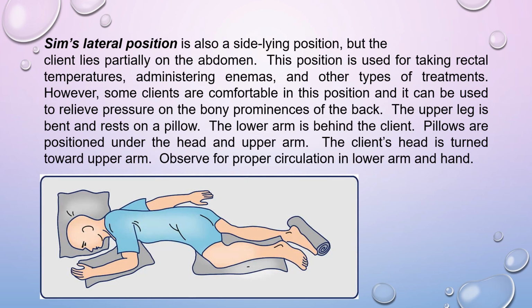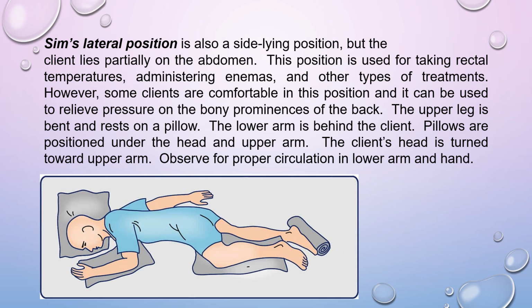Okay, next is the Sims' lateral position. It's also a side-lying position, but the client lies partially on the abdomen. This position is used for taking rectal temperatures, administering enemas, and other types of treatments. However, some clients are comfortable in this position and it can be used to relieve pressure on the bony prominences of the back. The upper leg is bent and rests on a pillow. So that is the picture of the Sims' lateral position.